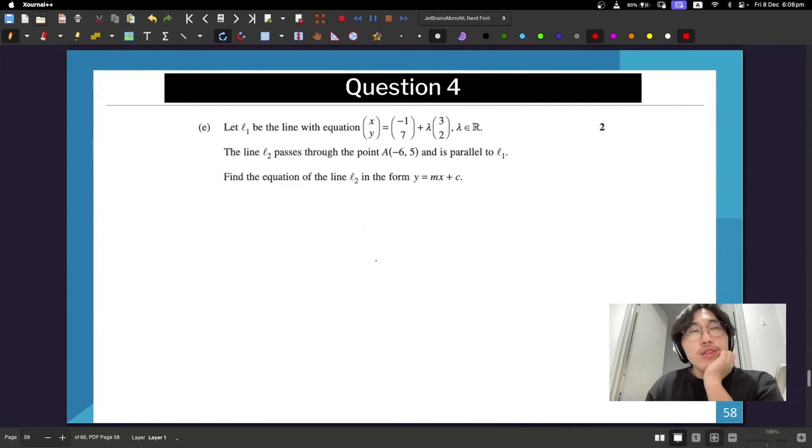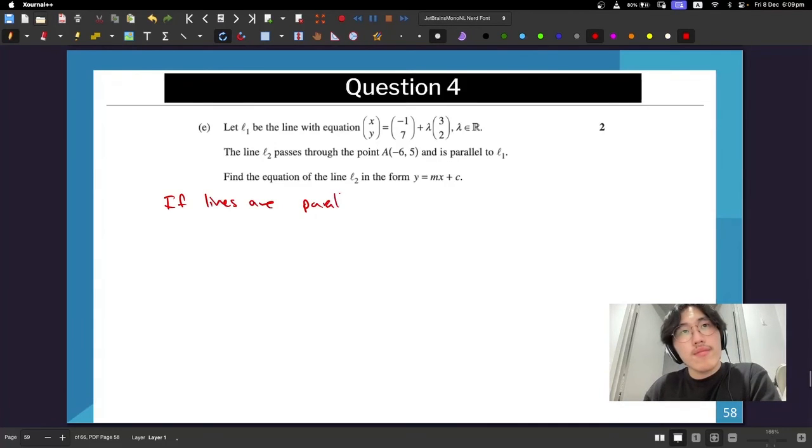Let L1 be the line of the equation r equals (negative 1, 7) plus lambda (3, 2). The line L2 passes through (negative 6, 5) and is parallel to L1. Find the equation of the line L2 in the form y equals mx plus c. So if a line is parallel to another, what does that mean in parametric form? It just means that the movement vectors are equal, right? So if lines are parallel, then equal movement vectors.